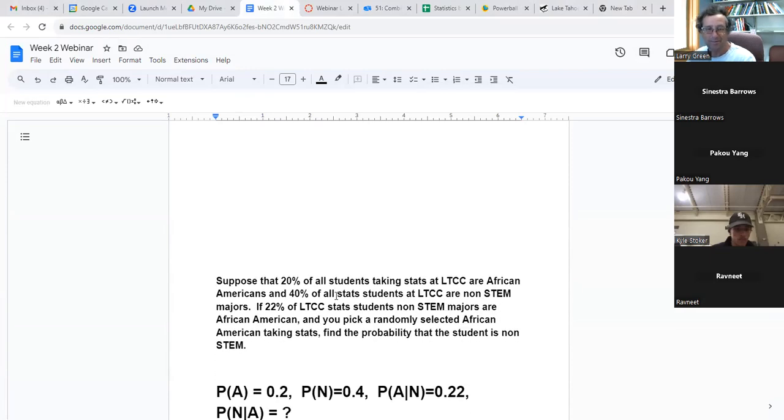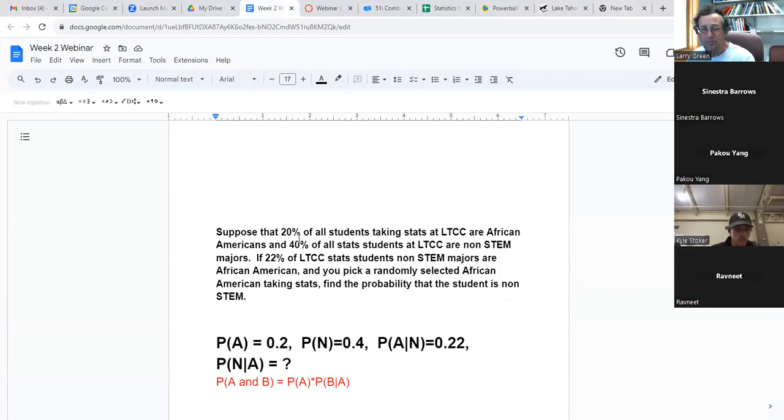Okay, so here's another example. Suppose that 20% of all students taking stats at Lake Tahoe Community College are African American. By the way, I just want to give you a heads up. I made up this number. When I say suppose that, don't quote me on these numbers. You could probably look it up and find out, but I just want to make the numbers easy. And 40% of all stat students at LTCC are non-STEM majors. Okay, I also made that up too.